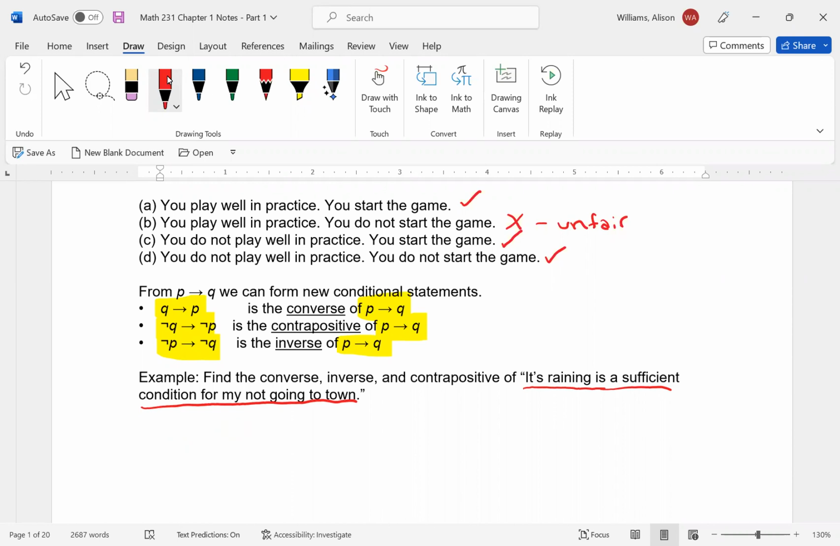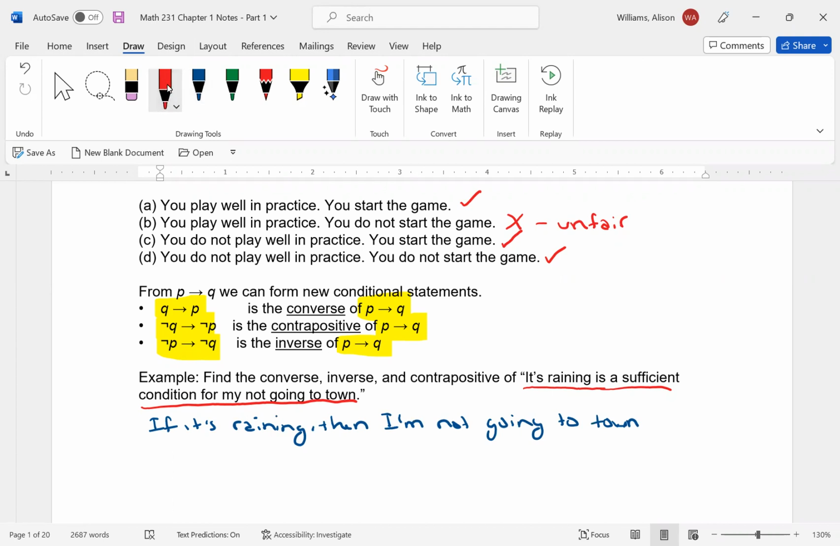And here I'm going to do it in blue. So what we're saying is if it's raining, then I'm not going to town. Clearly, they don't live in Oregon, right? Then you're never going to go anywhere. All right. So there's the if then statement.